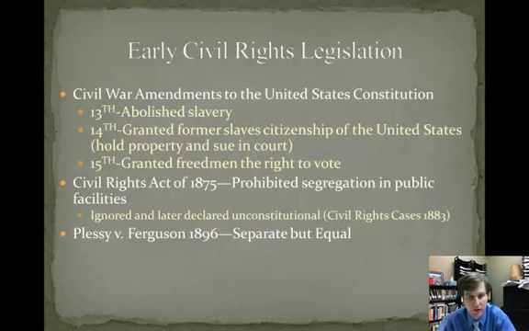The 15th Amendment granted freedmen the right to vote. So you had slavery abolished. Now slaves could hold property and sue in court, and they were given the right to vote. Men were given the right to vote, not women yet. The Civil Rights Act of 1875 was passed by Congress to prohibit segregation in public facilities.